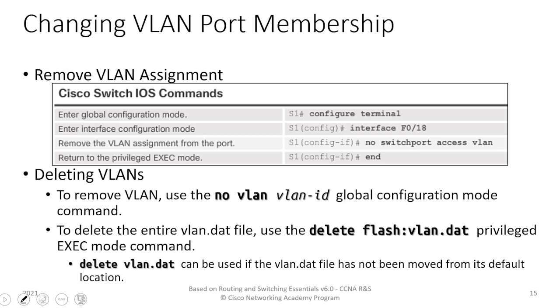And say, for example, if we want to reconfigure them, if we want to remove one of the ports from a VLAN, again we can go into the interface and assign it to no VLAN. If we assign it to no VLAN, it will go back to the default.